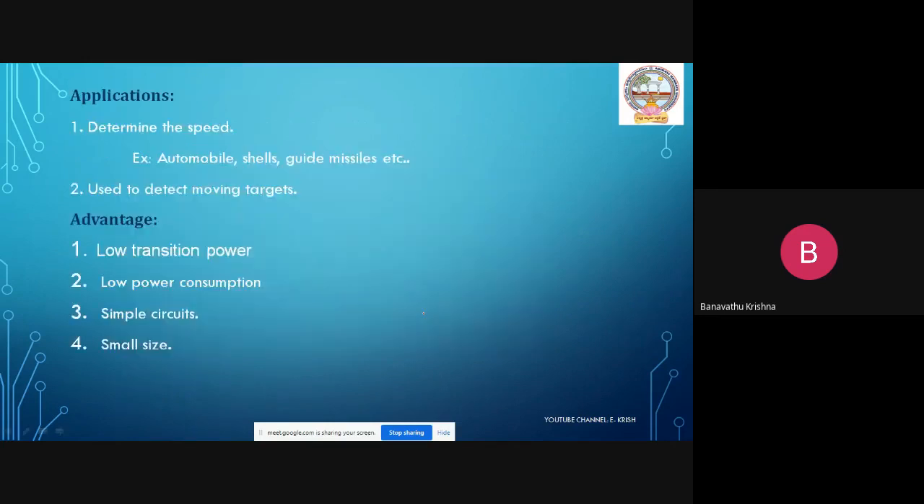Next, applications of the continuous wave radar. One of the best applications is to determine the speed of targets, such as automobiles, shells, guided missiles, and so on. It is also used to detect moving targets. And the advantages are low transmission power, low consumption, simple circuit, and small size. These are the applications and advantages of continuous wave radar.